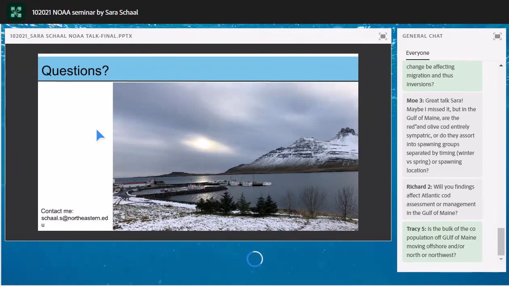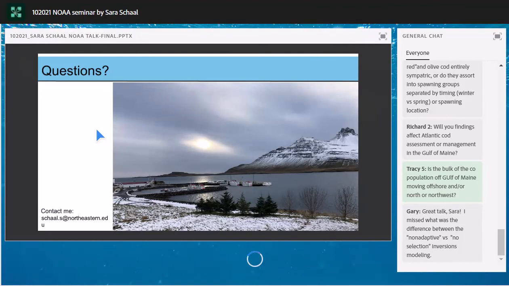Yeah, I'm so sorry I had to go a little fast over that part. I wish I would have had more time. I did my first part a little slow. So there's spring and winter spawners that have been identified in the olive cod, but we don't really understand where red cod fits in that picture.